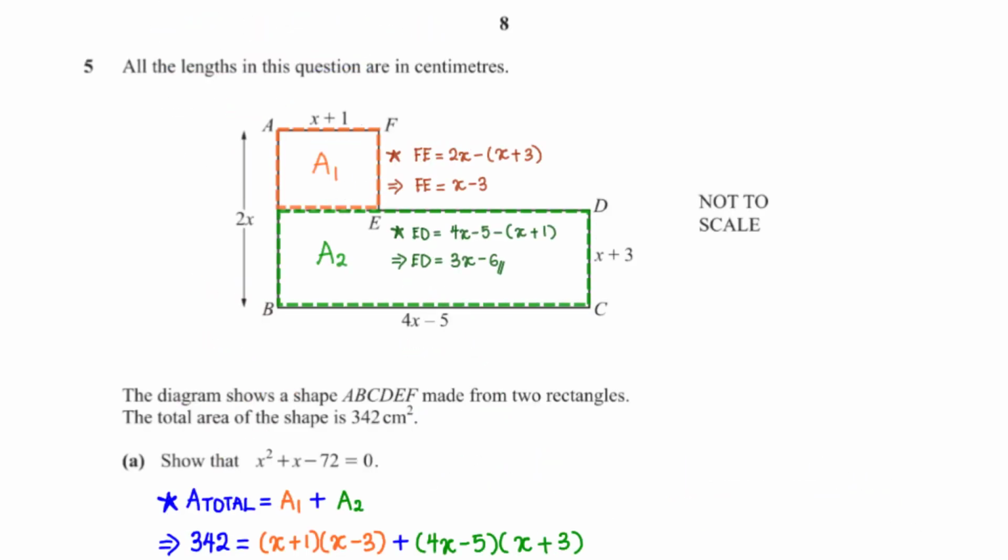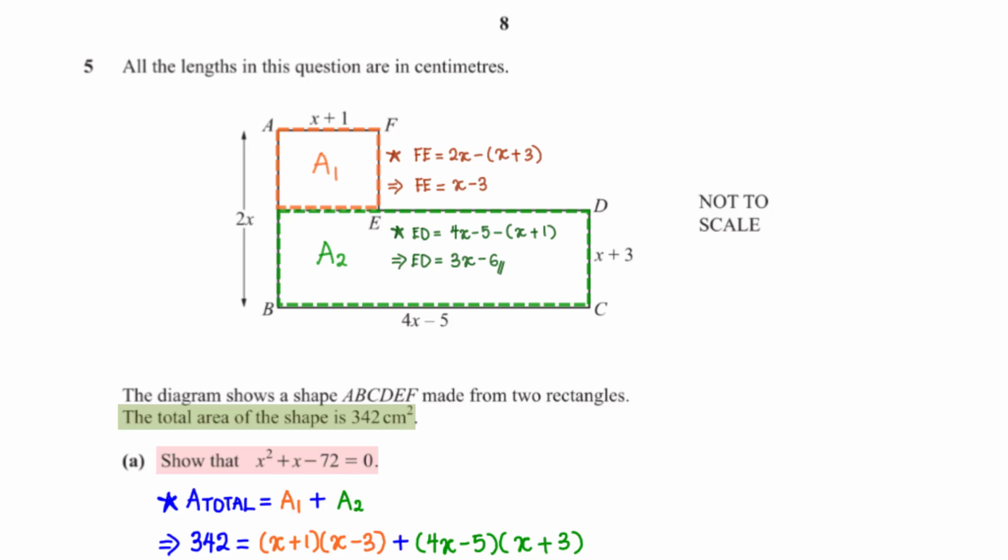All the lengths in this question are in centimeters. The diagram shows a shape ABCDEF made from two rectangles. The total area of the shape is 342 centimeters squared. Show that x squared plus x minus 72 equals 0.